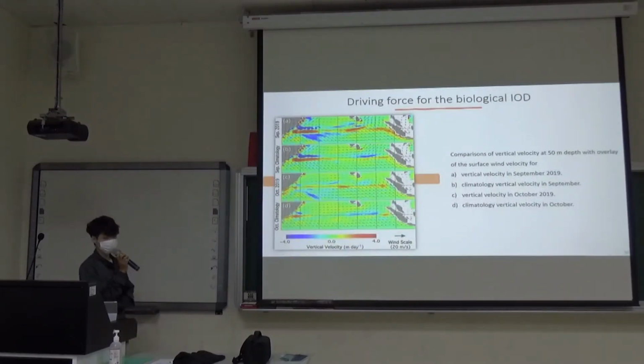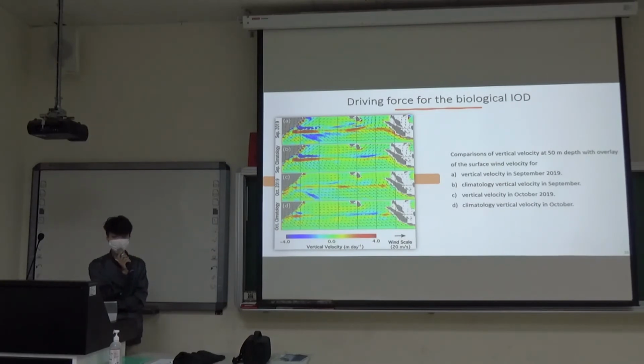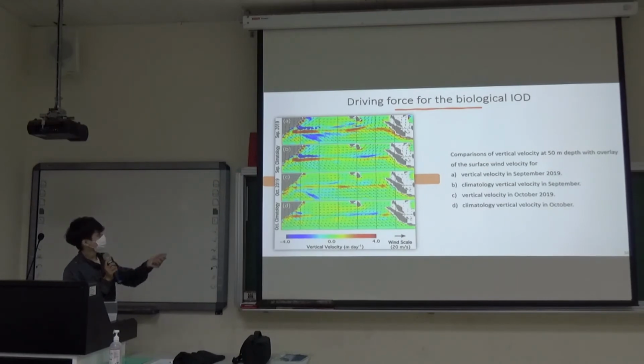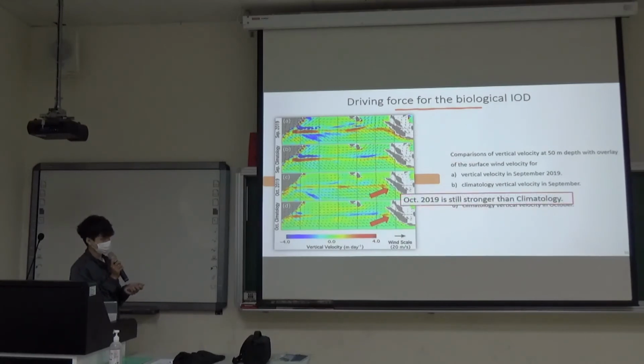As an ocean-atmosphere event, the generation of IOD is closely related to the atmosphere. From this data, we know that the strengthening of wind in the eastern part of the Indian Ocean leads to increased upwelling. In figure A, the upwelling can be about 3 meters per day, and the average in figure B is less than 1 meter. Even if the data for October 2019 is compared with the October average, we still observe it is stronger than the climatology.